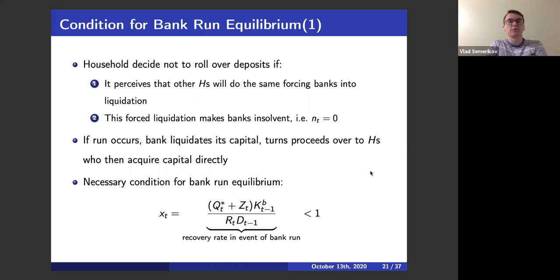Let's discuss the condition for the bank run equilibrium. Define Q_T star as the liquidation price of the bank's capital in case of a bank run. Q_T star is also endogenous. I will show the slide on how it is derived in this paper. But the key thing is when the bank is insolvent, basically when the liquidation value of its assets is less than the deposit obligations, then the bank run equilibrium is possible. This is basically the recovery rate X_T that we've seen in the household's deposit contract. If it is less than one, this is the necessary condition for the bank run. As long as this condition is satisfied, the bank run equilibrium is possible.